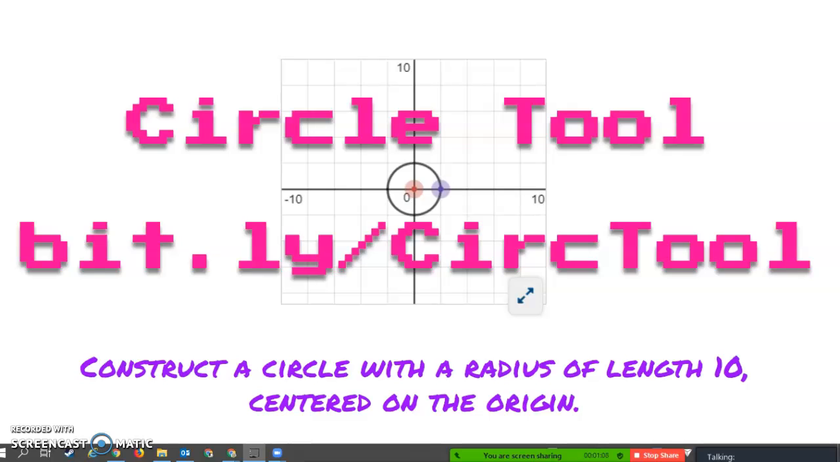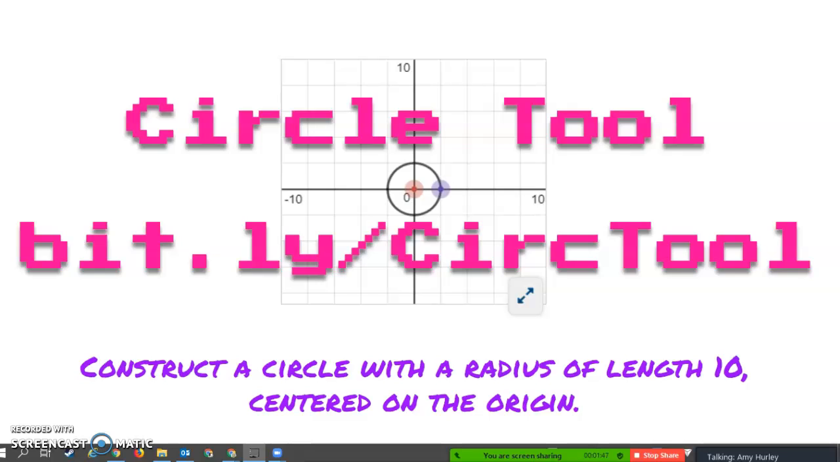What we're going to be using is bit.ly/circtool. Capitalize the C and the T. It is case sensitive. Okay, and what you're going to do is go to that circle tool and construct a circle with a radius 10, and the center of the circle needs to be on the origin. So basically you're just changing your C value to 10, leaving everything else alone, just changing C to 10, and that'll give you a circle with a radius length 10.